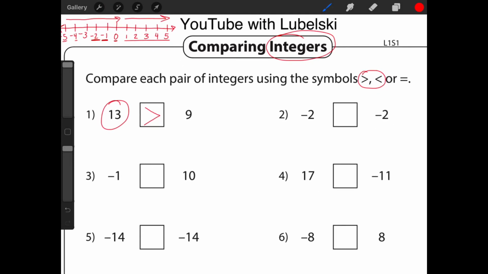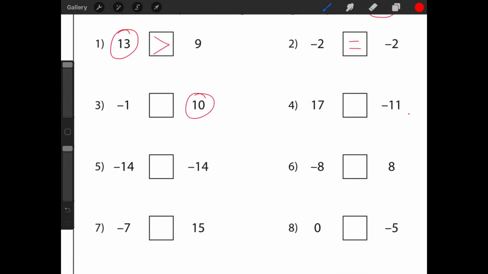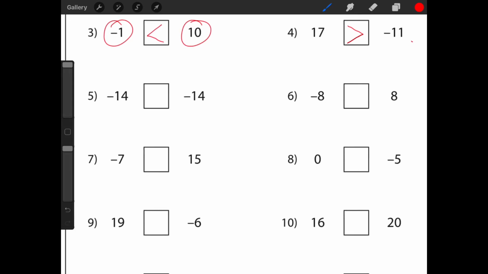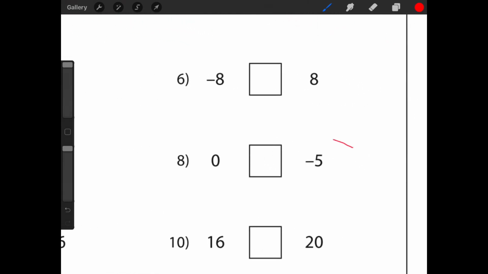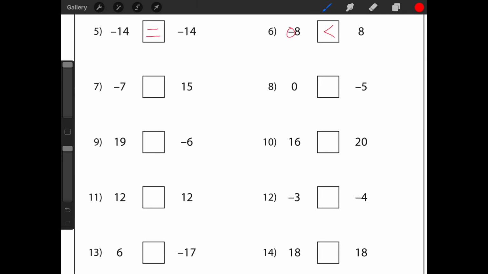So one thing we know for sure is that when we have two numbers that are the same, they are equal to each other. So negative 2 equals negative 2. Question number 3. Anytime you have a positive number compared to a negative, the positive always wins. That's the greatest number. It's further to the right on the number line. Same thing for number 4. It's the positive number that wins. Number 5, we've got negative 14 is equal to itself, negative 14. Here's where some kids get tripped up. Negative 8 versus 8. So you see the 8s and you think, oh, they're equal, but because of that negative sign, 8 is actually greater. The positive number wins out every time against a negative. Number 7, same thing. 15 is greater than negative 7.